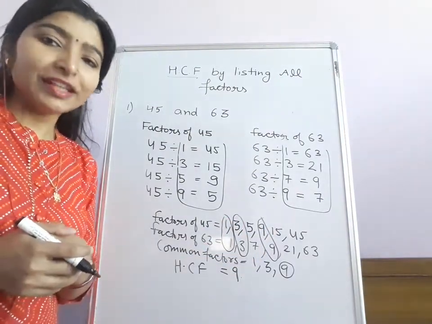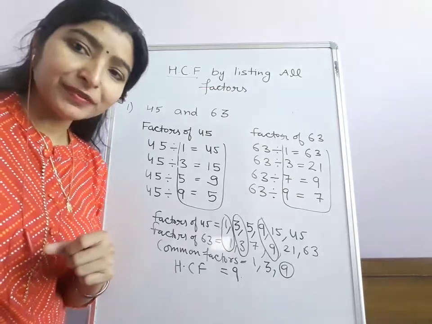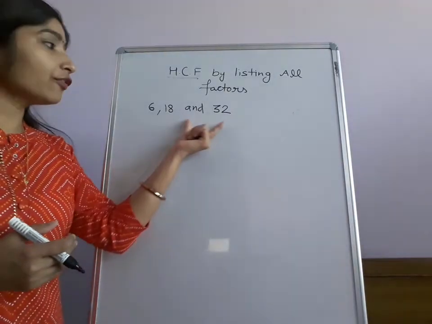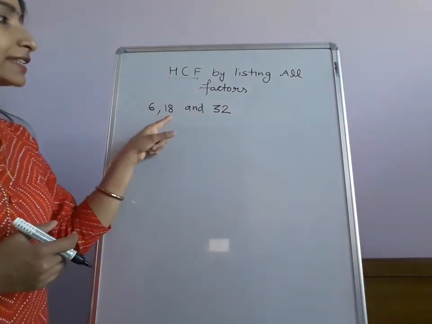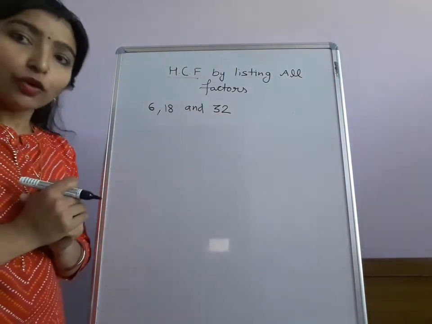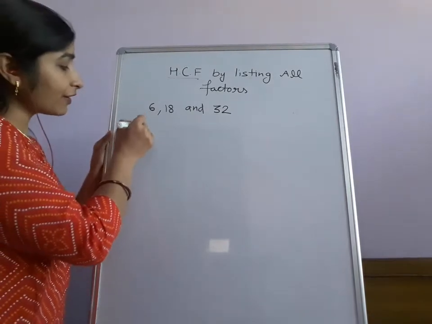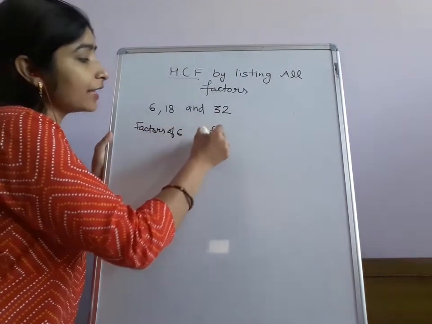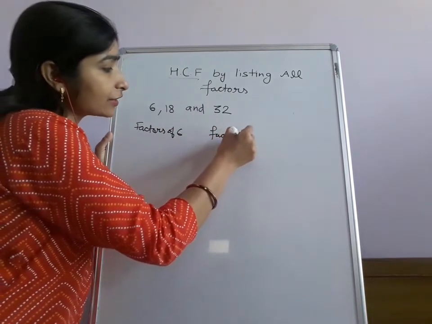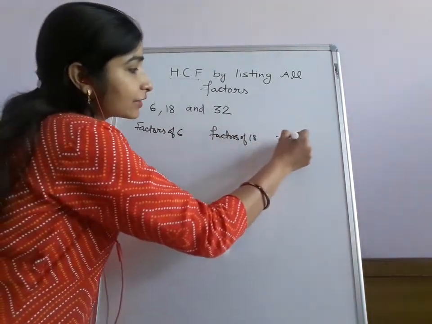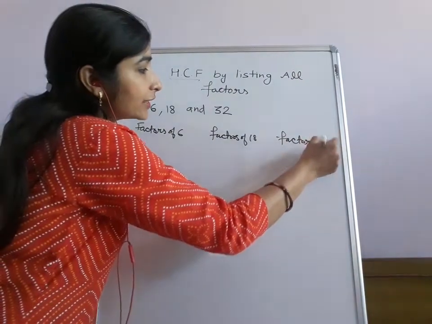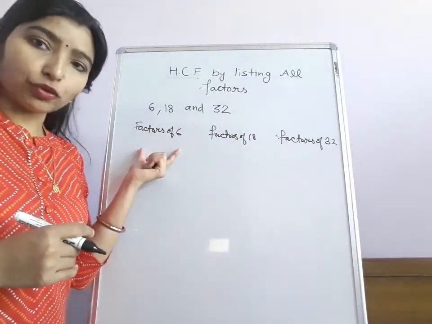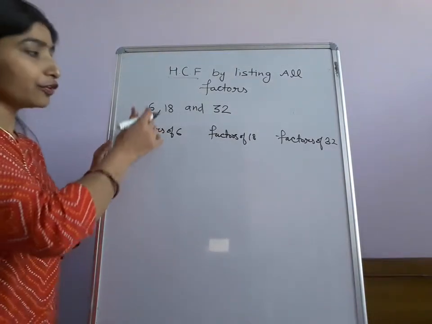Okay. We will do one more sum. Now we have to find the HCF of these three numbers, 6, 18 and 32. Okay. So first we will find out the factors of 6, then factors of 18, and then factors of 32. If you want a shortcut, you can apply the shortcut method also, but I am doing the long method.